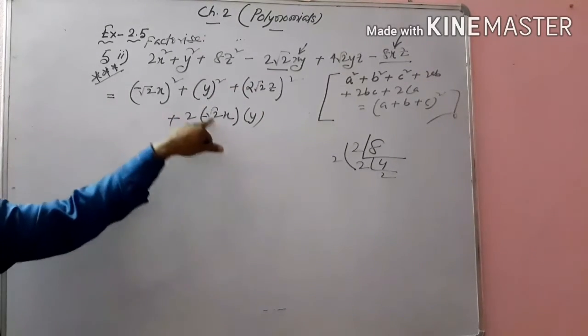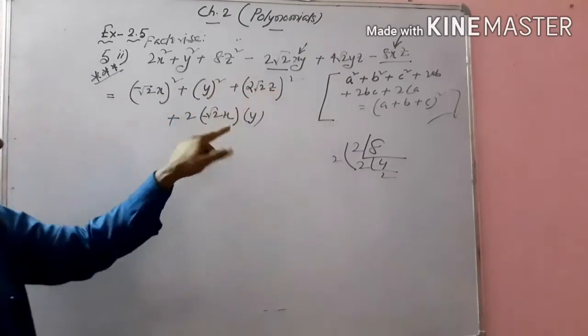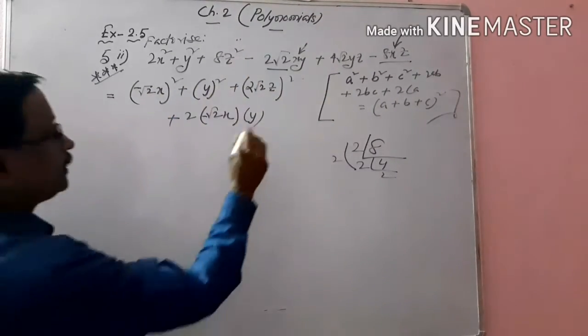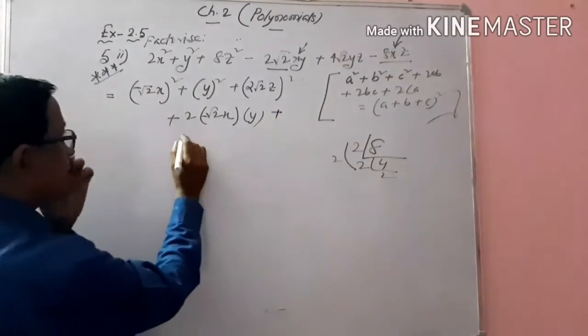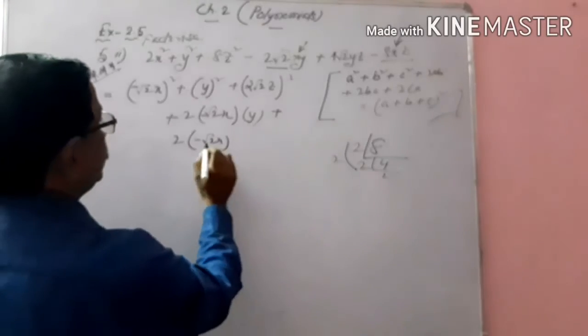Is it clear? Why have you used the minus sign? Because of having minus there, now you are getting minus, no? And the next one is there, 4 twice a means what? Minus root 2x, and twice bc.